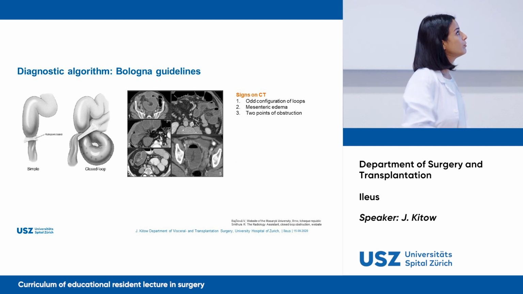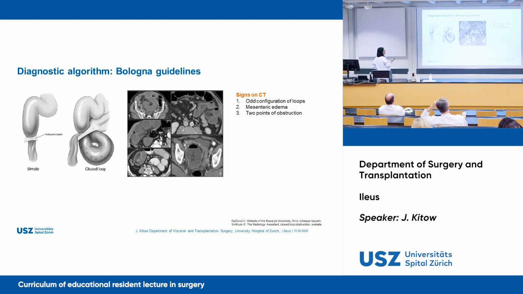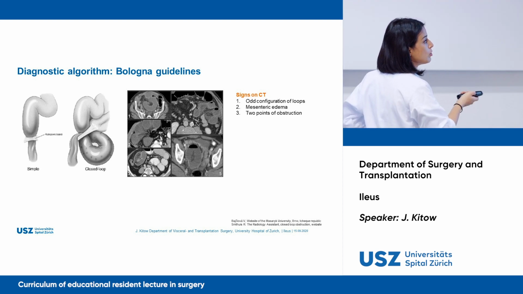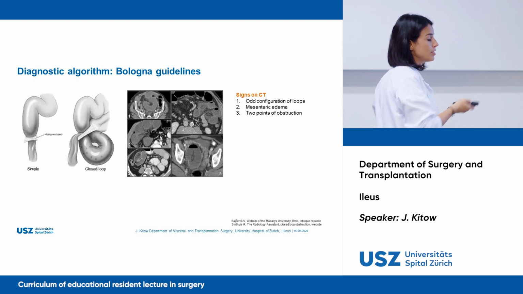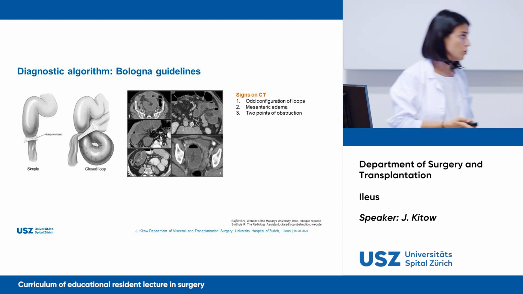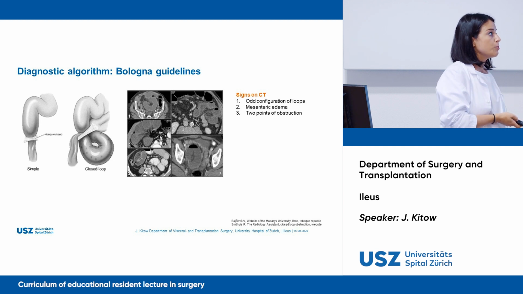This is just an example for strangulation. Here you can see a simple loop obstruction, which may be treated conservatively, and here you will see a closed loop obstruction. The closed loop obstruction would be an emergency surgery because the veins are infarctated there. And what you can see in CT scan is this odd conformation of loops, mesenterial edema, or 2 points of obstruction seen here. And here you will see lots of gas bubbles in the small intestine due to bacterial overgrowth from the large intestine. It's also called the small bowel feces sign.